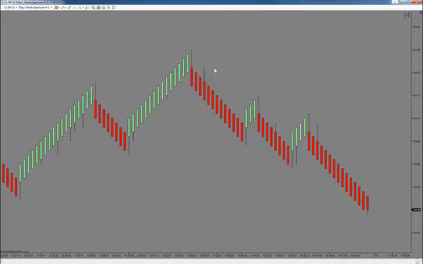It means that every one of these red bodies of the bar is four ticks from high to low. And you can see they're very, very consistent, and they're very, very smooth.